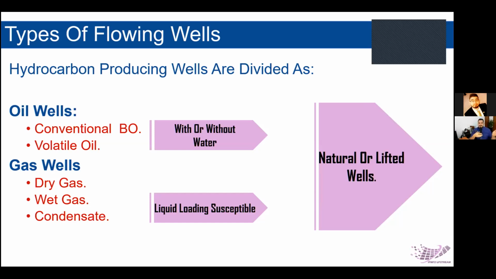And we have this volatile oil. And in the gas wells, we have three different categories, or three main categories. We have the dry, wet, and condensate.